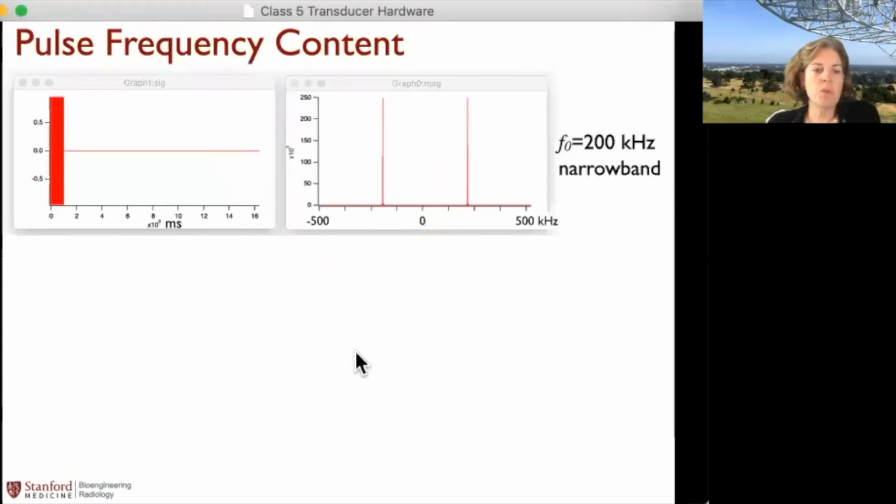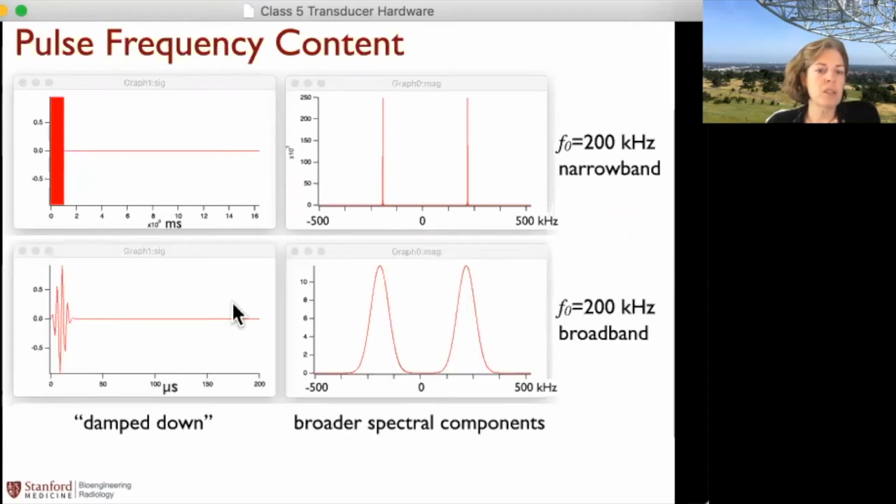All right, and so I just wanted to remind you about the pulse frequency content. If you have one that's air-backed and it rings for a long time, here I'm just showing you ringing for 1 millisecond, and it's relatively narrow band. That's compared to the case where it's really heavily damped and it only rings for a few cycles, so that's in just a few microseconds there. And that's much broader band, even though they have the same center frequency. So the sinusoids have the same period, the same frequency, so their spectra are centered around the same point, but the broadband one has much broader frequency components.